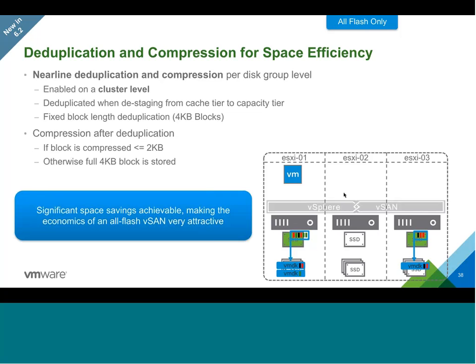But the data will be deduplicated first and then compressed, and that happens at the destaging stage, not at the hot write stage. When the write comes, it goes into the cache tier. From the cache tier, when the data is destaged to the capacity tier, then only it's deduped and compressed. First deduplication happens and then the compression happens.